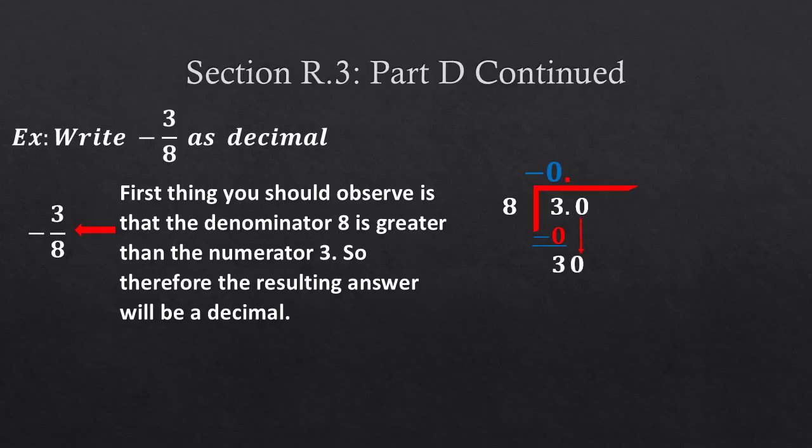Bring down the 0. 8 goes into 30 a closest of 3 times, which is 24. 24 from 30 leaves 6. We will add a 0 for a placeholder, which means we'll bring down a 0. 8 goes into 60 7 times, which is 56. 56 from 60 leaves 4. We'll add another 0 for a placeholder, which means we'll bring down one more 0. So now we have 8 goes into 40 5 times, and 8 times 5 is 40, leaving us a remainder of 0. Therefore, negative 3 over 8 as a decimal is negative 0.375.